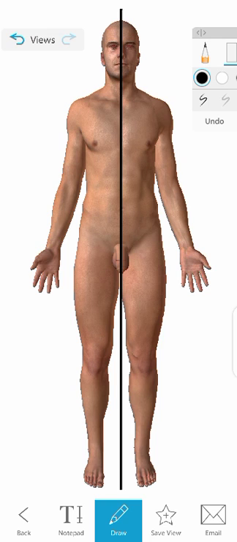All right, and now the next thing we want to look at is medial and lateral. The terms medial and lateral basically are used with reference to the midline.